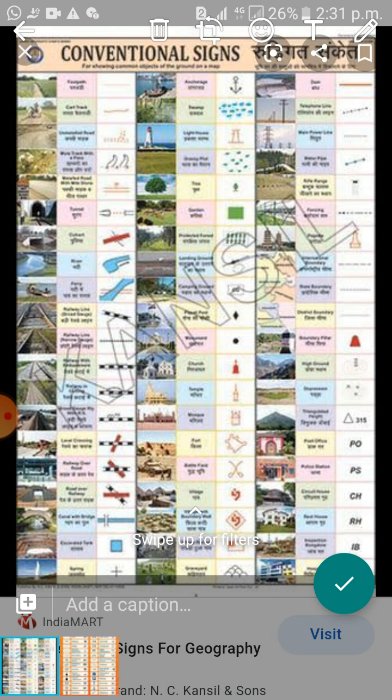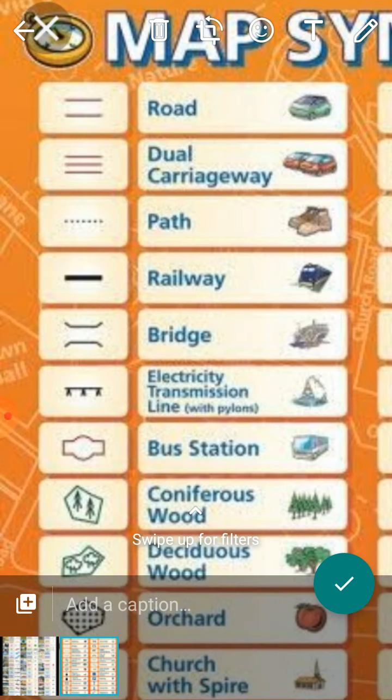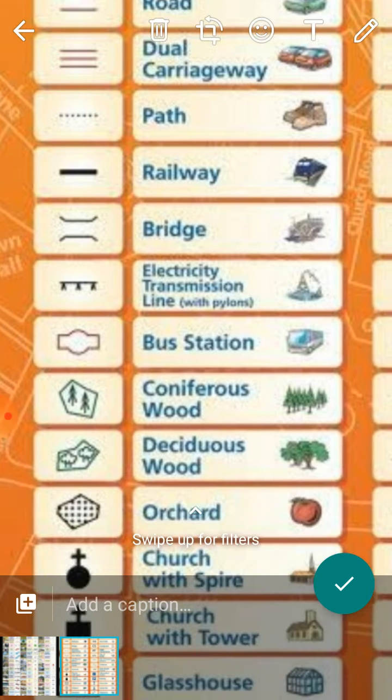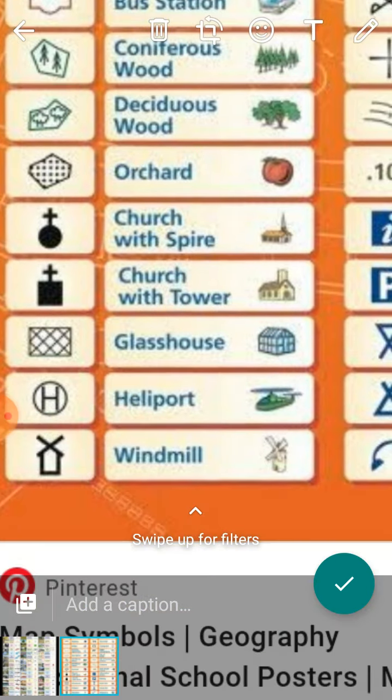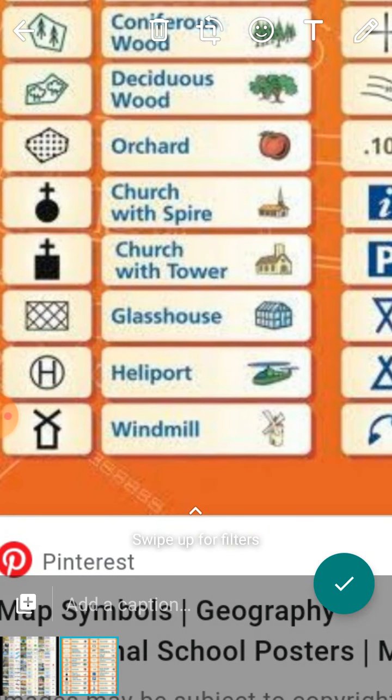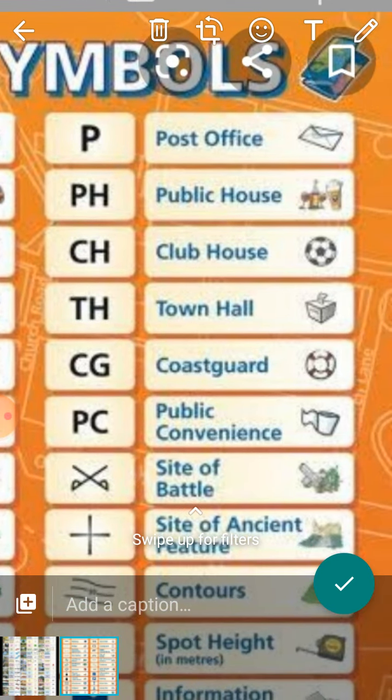A list of relevant conventional signs is given at the bottom of the map so as to facilitate its study. It is also known as the legend. These symbols are road, dual carriageway, path, railway, bridge, bus station, orchard, church with spire, church with tower, cross, house, heliport, windmill, post office.